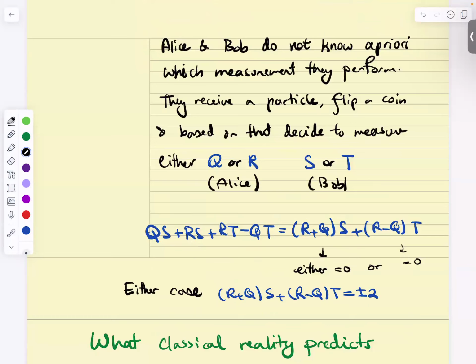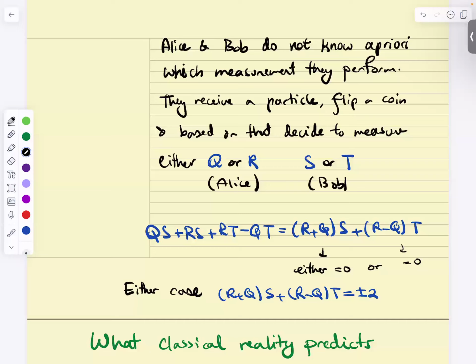So here's Alice. She can do Q or R. And here's Bob. He could do S or T. The outcomes of these are plus or minus one numbers. These are numbers, plus one or minus one. Good.